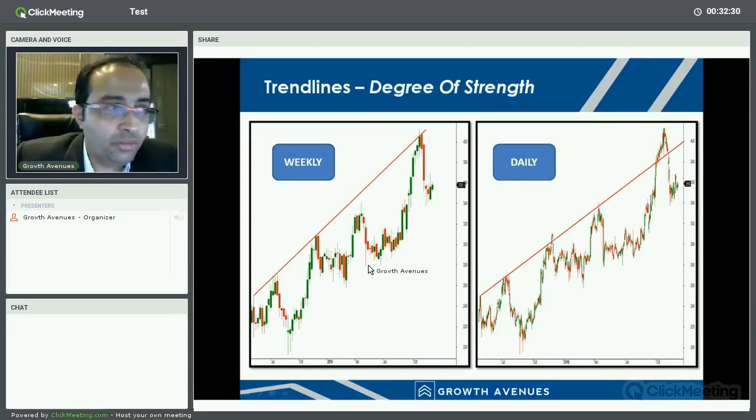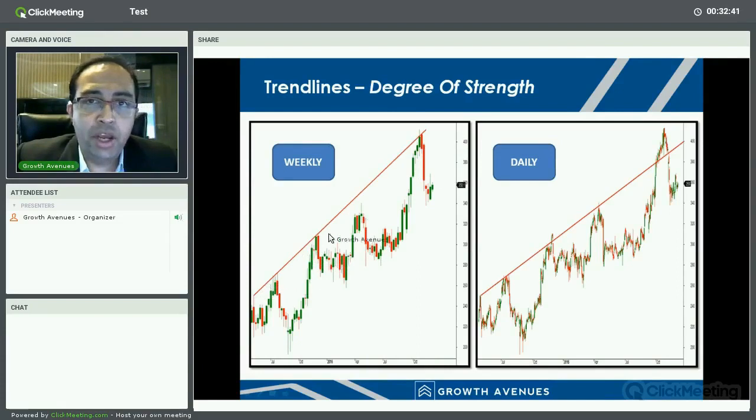You can see here, this is a weekly chart and this is a daily chart of the same stock. However, on the weekly chart, the touches have been more, and the ability of the trend line to act as a resistance is also quite good, as it has managed to keep the prices on hold, and every rise into the trend line has met with some supply. This is a chart of more than a year, and it has managed to hold on.